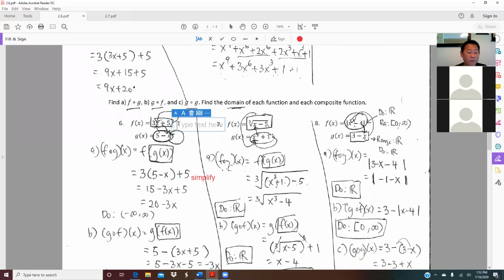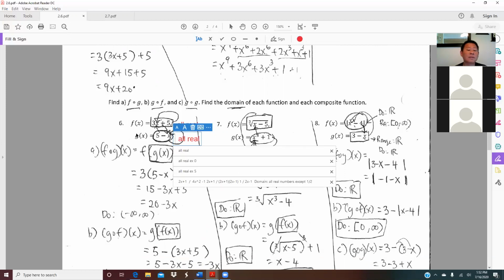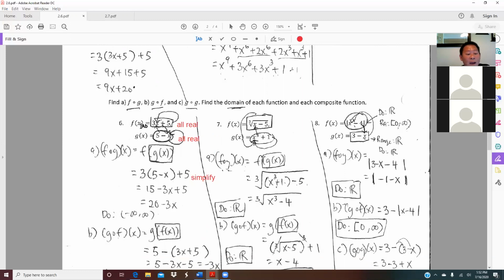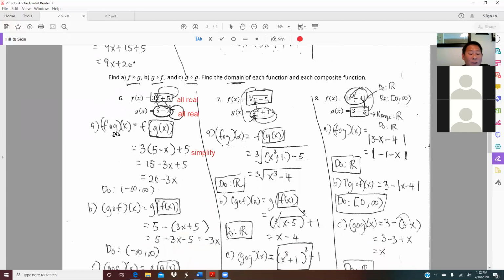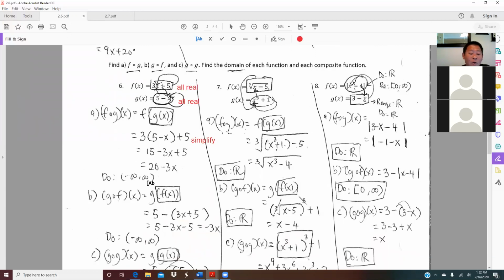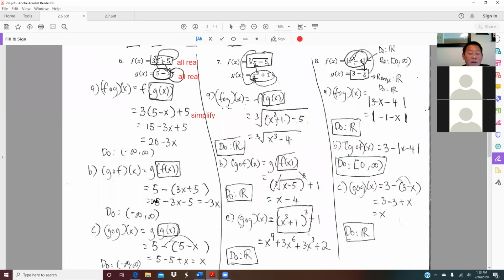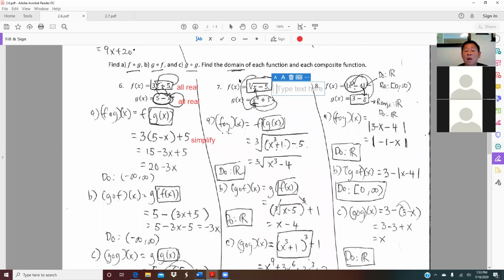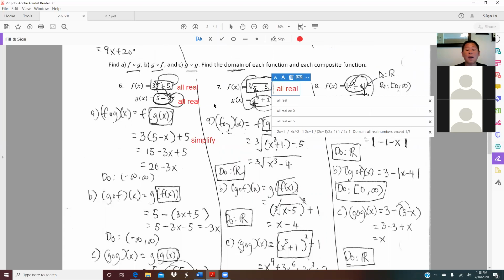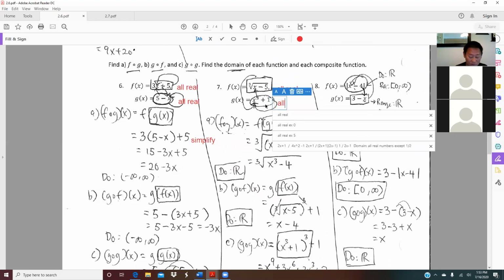And since the domain for this is all real numbers, because it's a polynomial, and the domain for g of x is all real numbers, this is something I want to point out to you guys: if your f domain is all real numbers and your g domain is all real numbers, then the domain for the dot is all real numbers. And all real numbers means negative to positive infinity. So you find out that all this is all real numbers. Same thing with this question 7. When you have a cube root, the domain is also all real numbers. And then when you have an x cubed, your domain is also all real numbers.